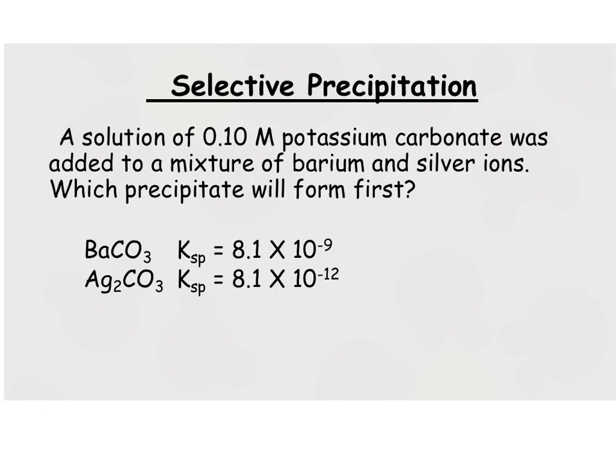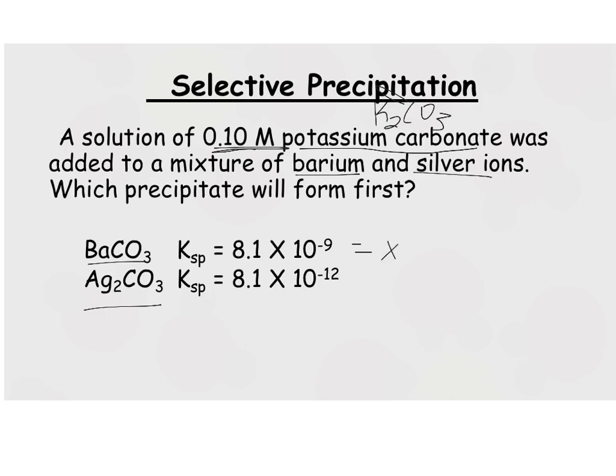This one is telling us that we have a 0.1 molar potassium carbonate, K2CO3 solution. And we've got some barium and silver ions, and we want to know which one is going to precipitate out first. So basically, you want to know which one is going to have the lower molar solubility for CO3.